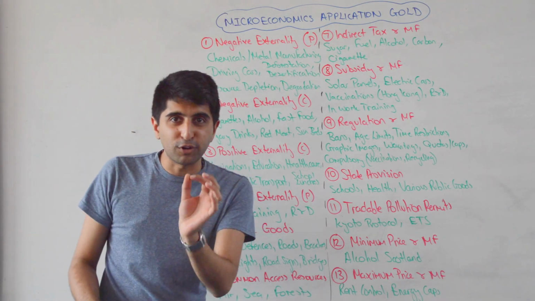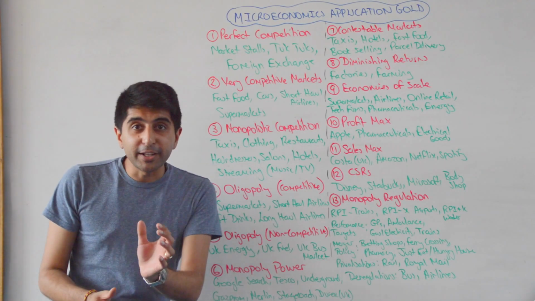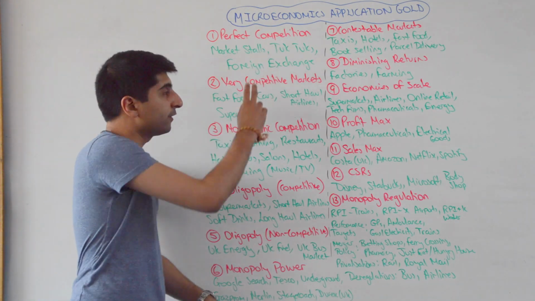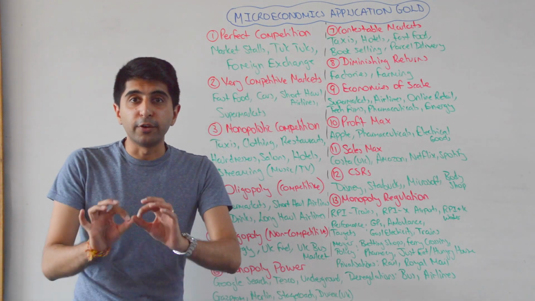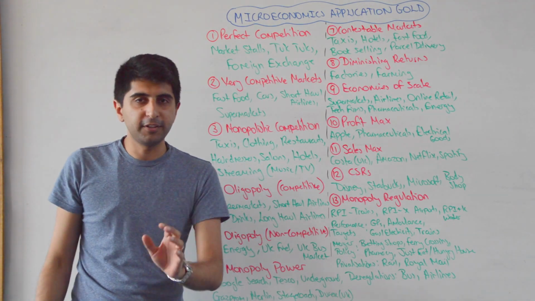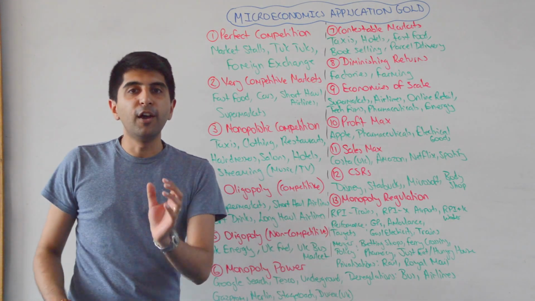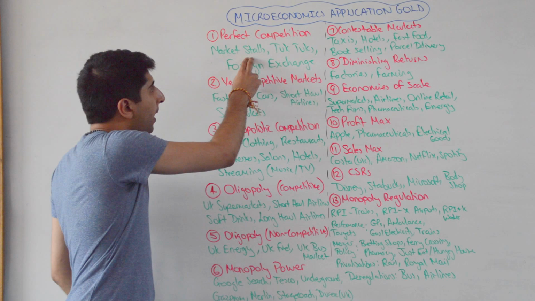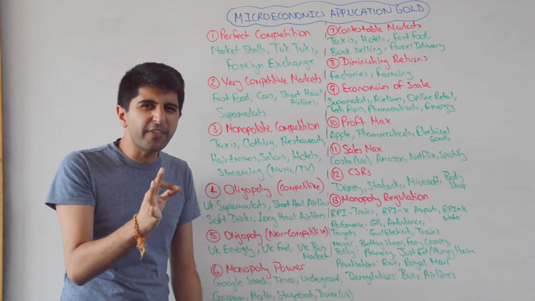Let's move on to market structures. Big application now. Market structures is a big deal. It's going to come up in your exam. You need good application. Let's look at perfect competition. You should know there is no real-life example of perfect competition, no perfect example of perfect competition, but there are some markets which come very close. Market stalls and tuk-tuks, very close.